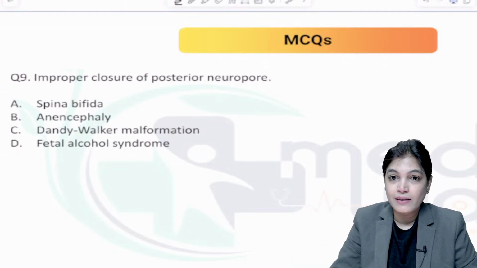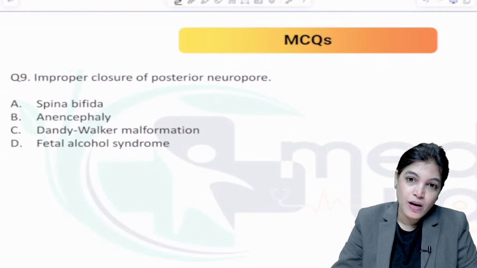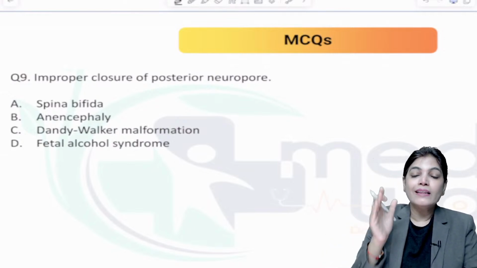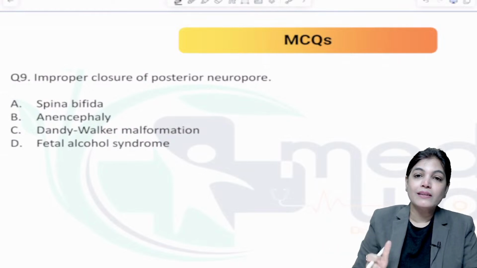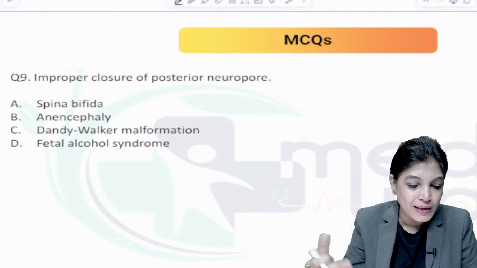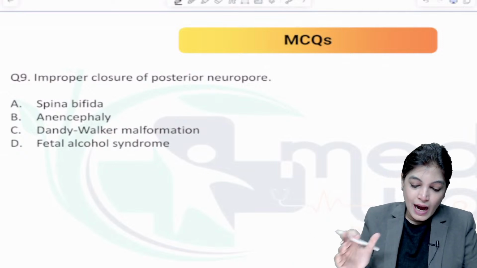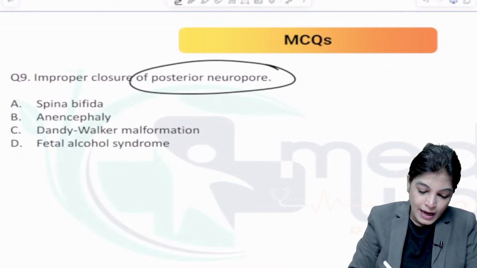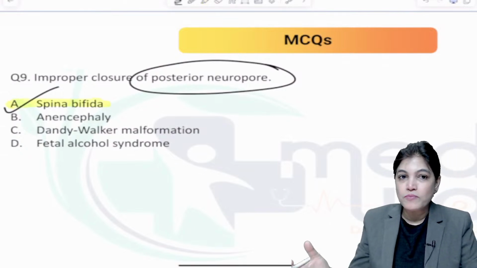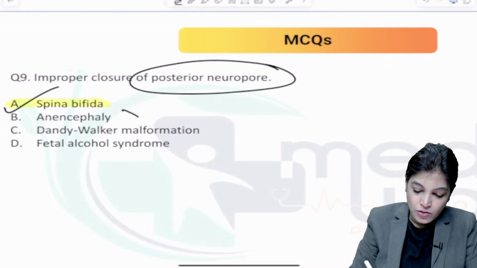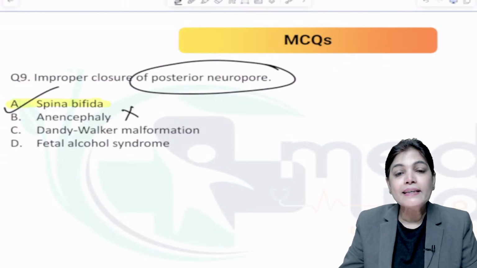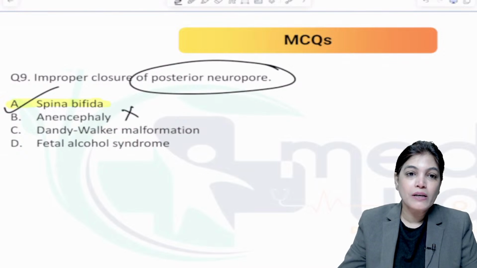When I took the session of neuroanatomy and embryology, I told you about the time and days when the anterior neuropore closes and when the posterior neuropore closes, and what will happen with the defect related to it. So if posterior neuropore is given, what will be the right answer? Spina bifida. I don't know what the other options were. Anencephaly was one, but that is not correct, because that is due to improper closure of the anterior neuropore.